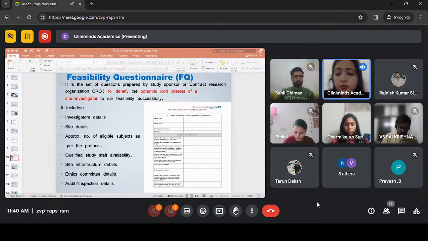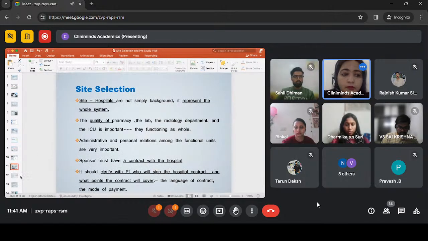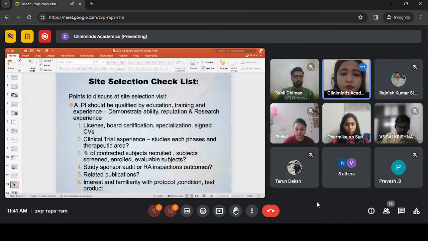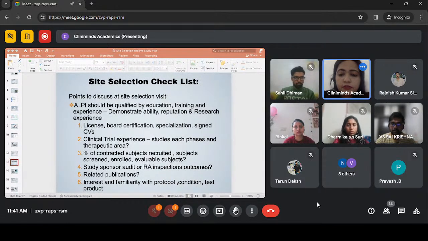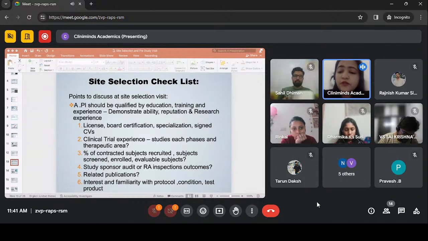Okay, so now we are going to go into detail one by one. First we will be covering the questionnaire, then we'll be discussing the rest of the things. So coming to the site selection checklist. These are the questions that you will see in the feasibility questionnaire that is created by the sponsor. When they come to the site for evaluating and selecting the site, they will carry this questionnaire with them and cross-check all the details.